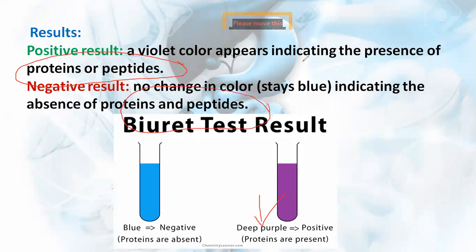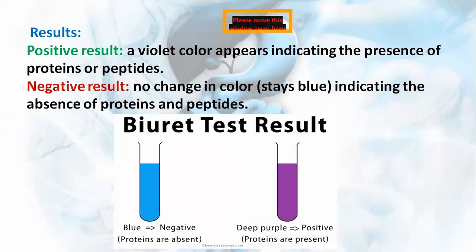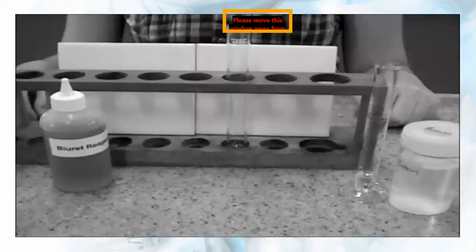So here I will repeat. The Biuret test is done to identify the presence of proteins and/or polypeptides in food. This is the aim of the Biuret test. So the solution has blue color at the beginning, due to the copper sulfate. And then we move to the results. If we have a positive result, this means that the food contains proteins and/or polypeptides. However, if we have no change in color, and the solution remains blue, this means that we have no proteins and/or polypeptides.